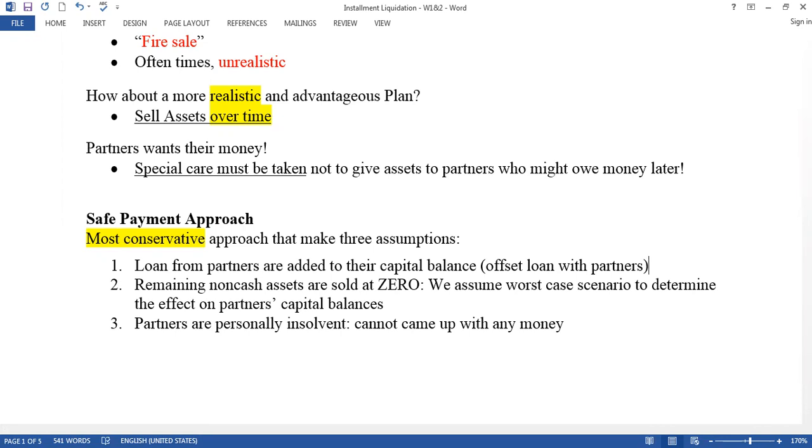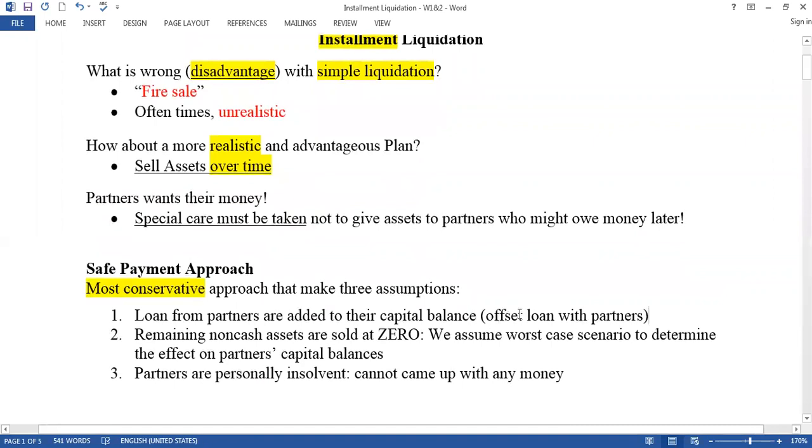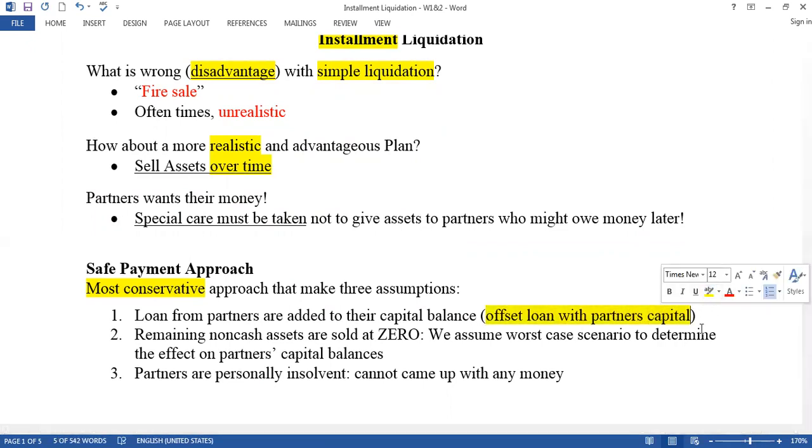For example, the business receives some loan from the partner. If the business receives any loan from a partner, they can offset this loan with the partner's capital. So this is common for the simple liquidation method. We learned this, that if we have any loan from partners, we can offset this loan with the partner's capital. So this is the first assumption. You should remember this.